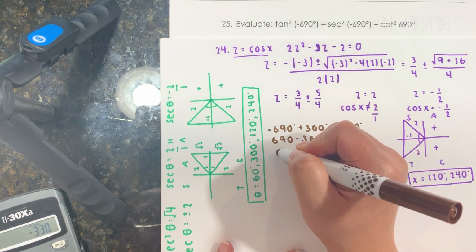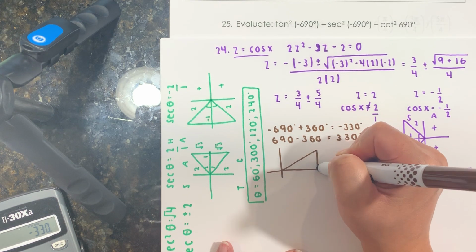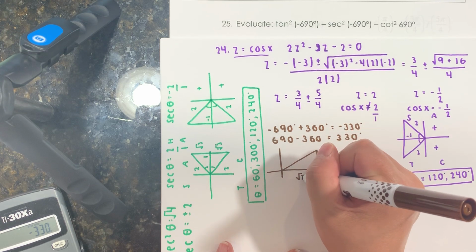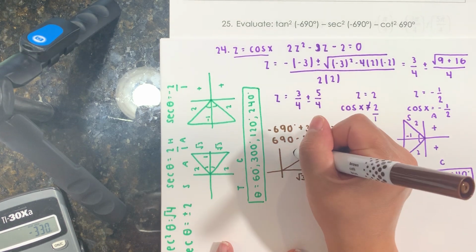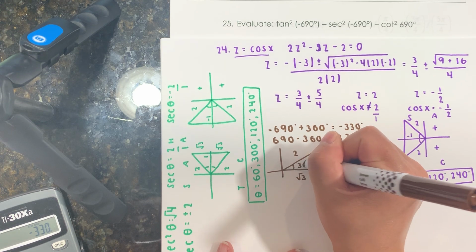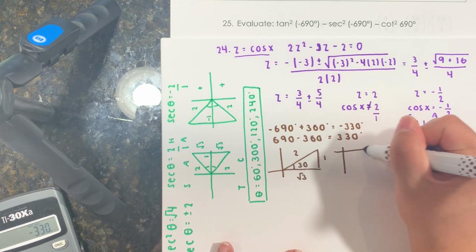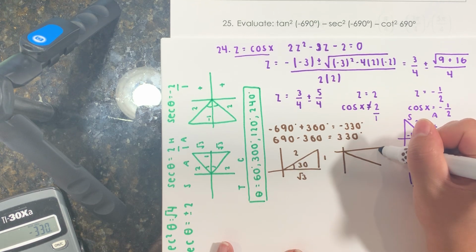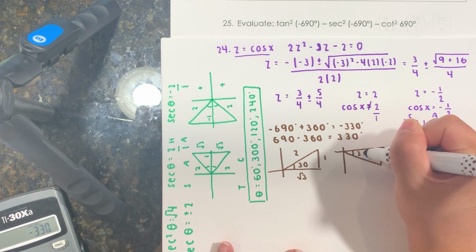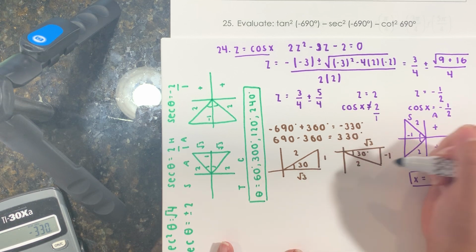So for the first two, negative 330 would actually put me back in quadrant 1, with a 30-degree angle. So my adjacent would be root 3, my opposite 1, my hypotenuse 2. Then positive 330 would put us in quadrant 4 with a 30-degree angle. This would be root 3, negative 1, and 2.